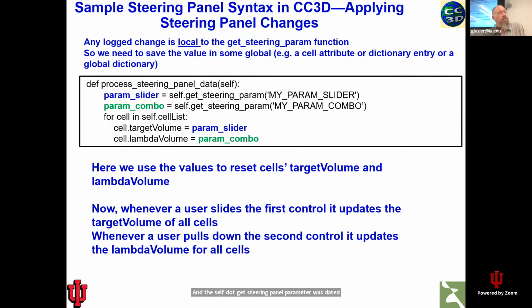So again, let me come back to this. You create a function that creates the steering panel and defines what the widgets are in the steering panel. You create a second function called def process steering panel data that is called every time the user touches the steering panel. And within that, you read the updated values of each slider or each pull-down menu in the steering panel. So if the user has touched one of those widgets, it will return the new value. If the user has not touched one of those widgets, it will return the old value, the previous value.